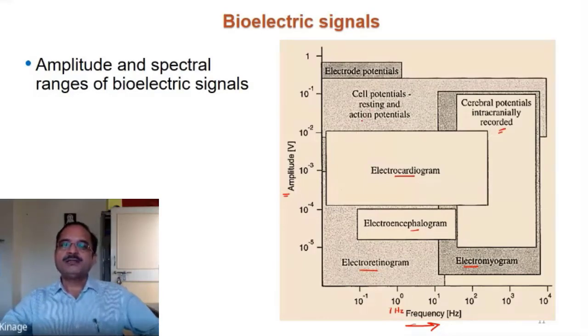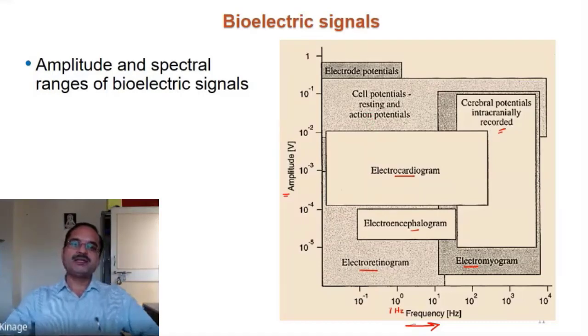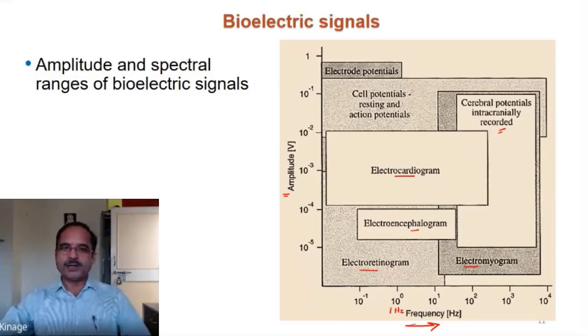Then cell potentials, resting and action potentials. This we will discuss now. So these cell potentials are actually the potentials when we consider a group of cells as a total, in total. So that is the cell potentials. It has two parts, the resting potential and action potential.